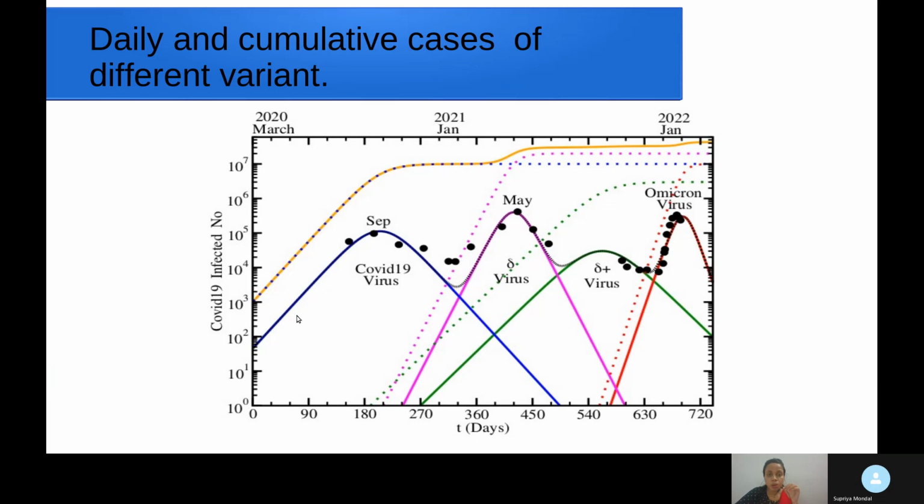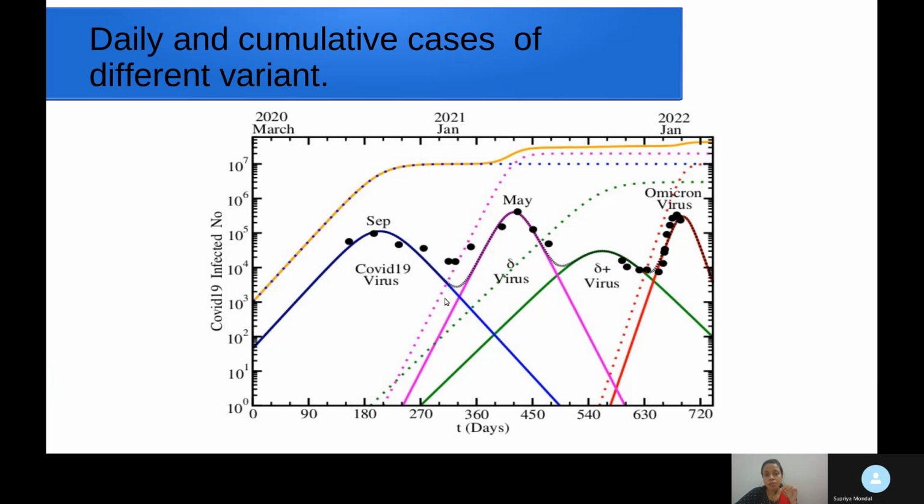In this slide, we plot the different mutated viruses together, that is the COVID-19, Delta, Delta Plus and Omicron viruses. The solid line represents the daily cases and the dotted line represents the cumulative cases. Here we do not see the beginning from zero, because we plotted all the mutated viruses in one slide. For every virus, the daily cases increase exponentially, reach a peak, and after that start to decrease.